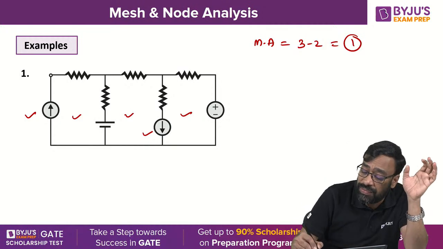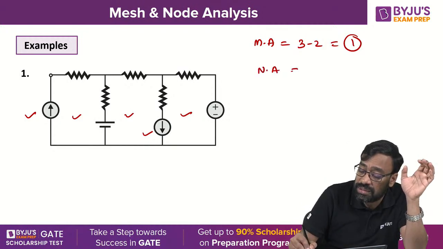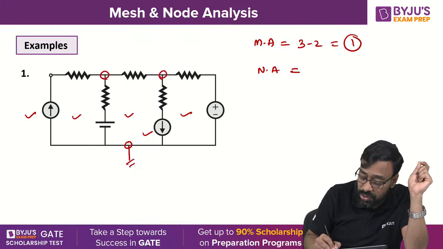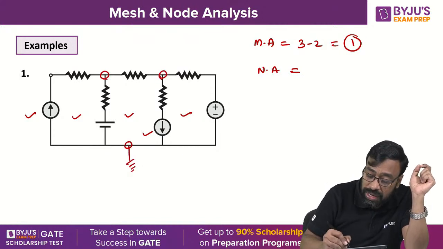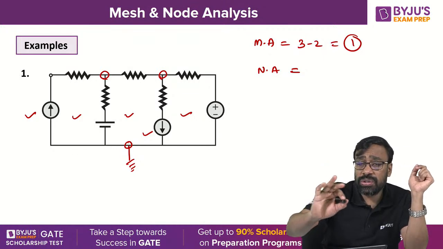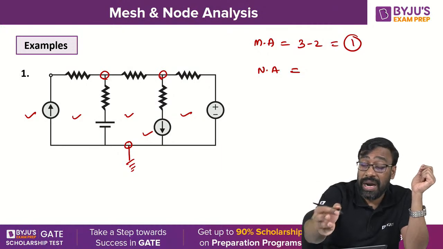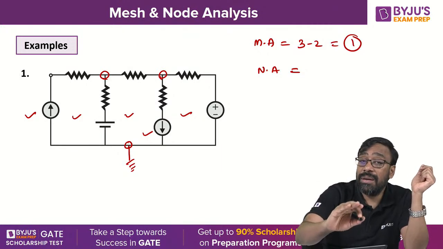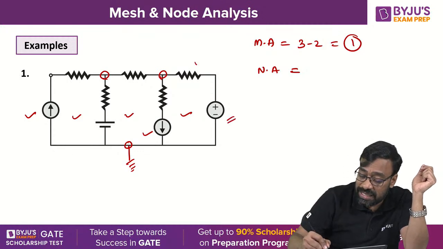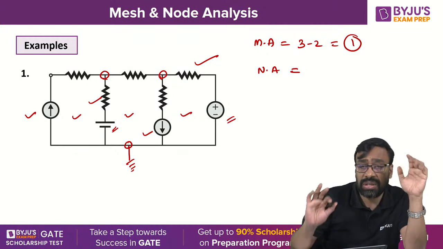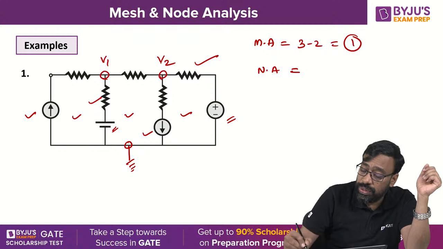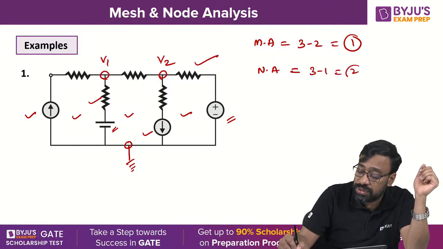What is the minimum number of equations required using node analysis? 1, 2, 3. One bottom node can be taken as 0. Whenever you decide this, first check whether there are any ideal voltage sources without any series resistor. At that point only, for n nodes, n minus 1 equations will be violated. This is a voltage source but has a resistor. This is a voltage source but has a resistor. So no worry. 3 nodes are there, so 3 minus 1, 2 equations.